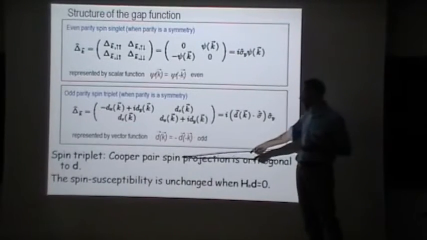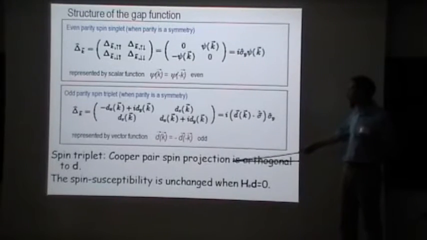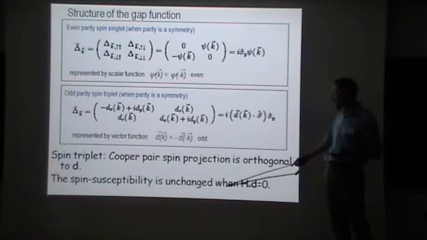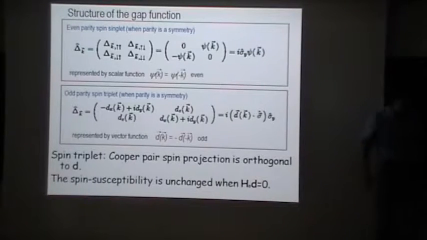And so I told you how you could interpret this d vector. In principle, the spin projections are orthogonal to d, and this means that the spin susceptibility will be unchanged when the applied field is along the d vector, that is, when the dot product of the two is zero.